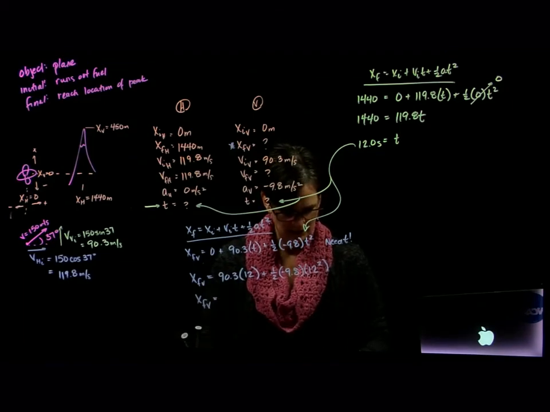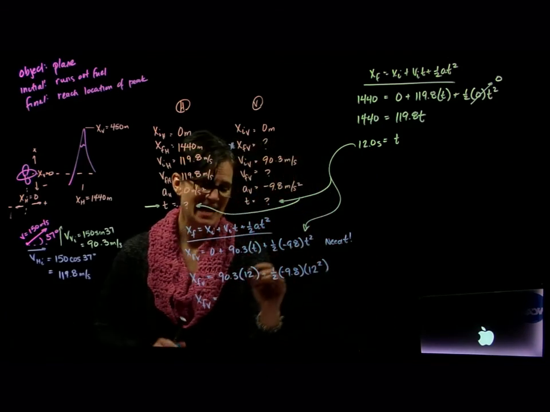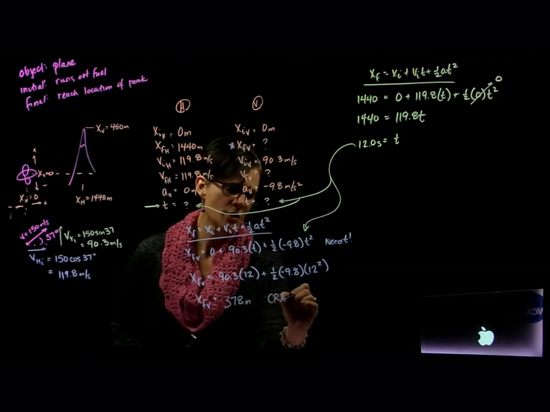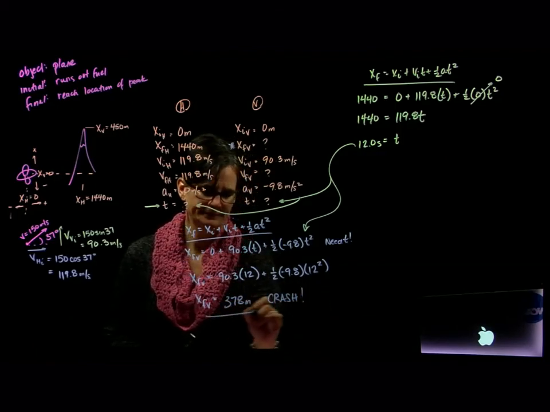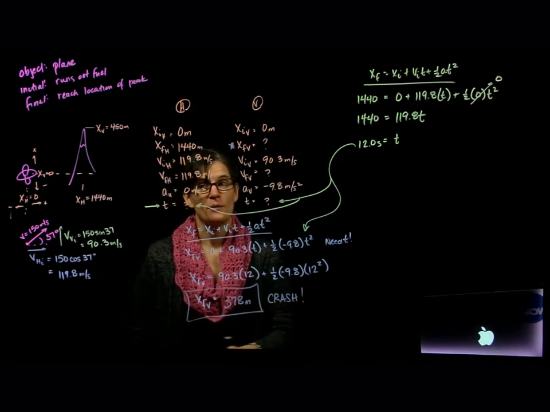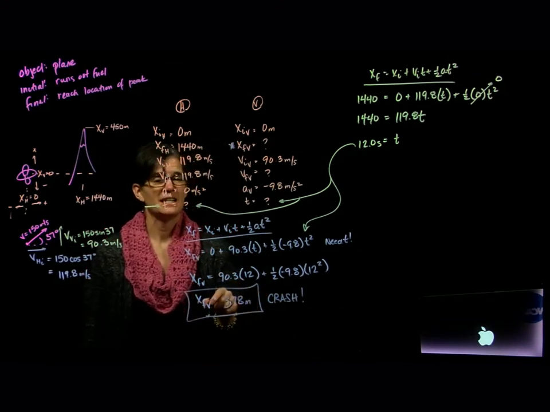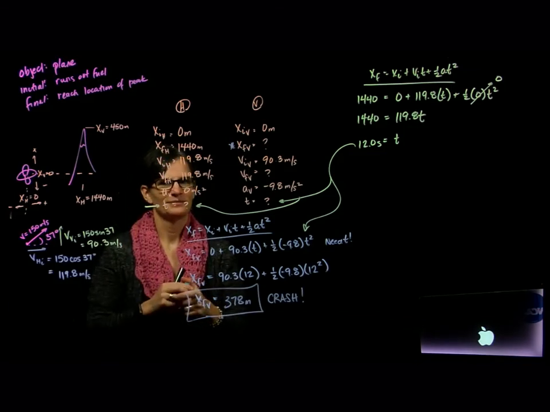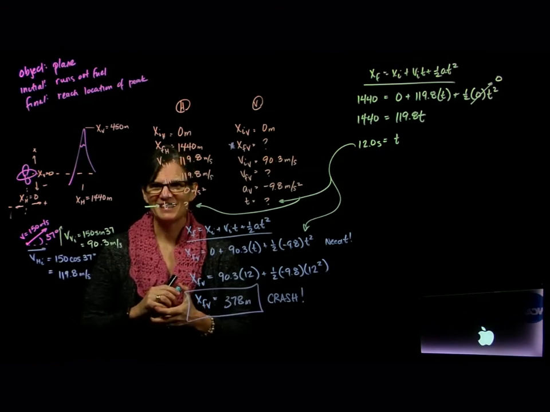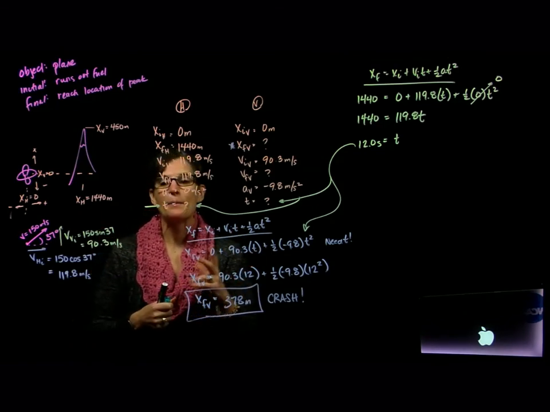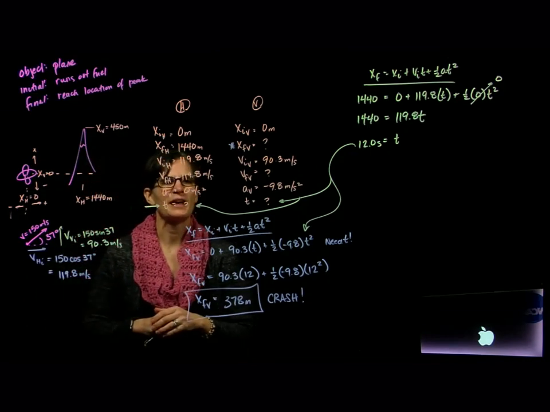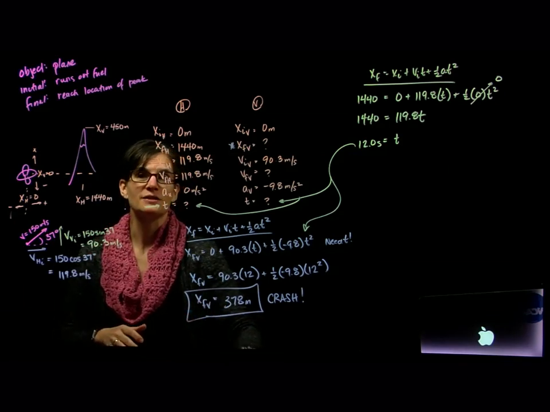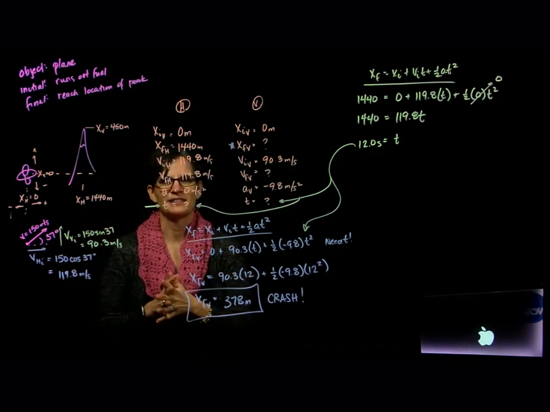12 times 12 is 378 meters. Oh, crash. All right, so once I get to that 1440, I am not high enough to clear the peak. All right, so recognizing our two-dimensional motion again, but in this case we had motion both in the vertical and the horizontal to begin with, so both of our dimensions have initial velocity that we have to consider.